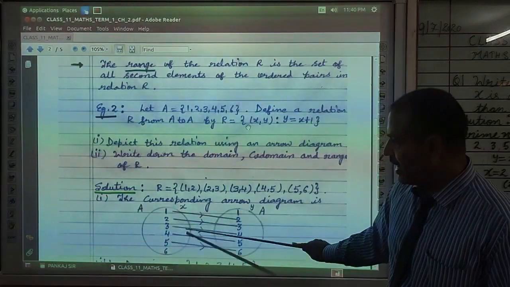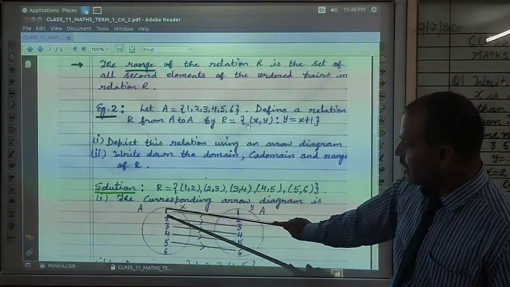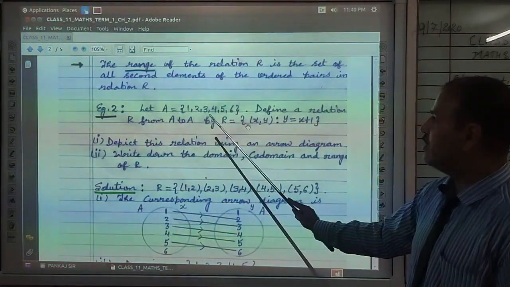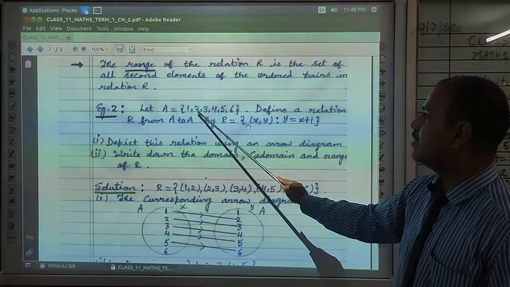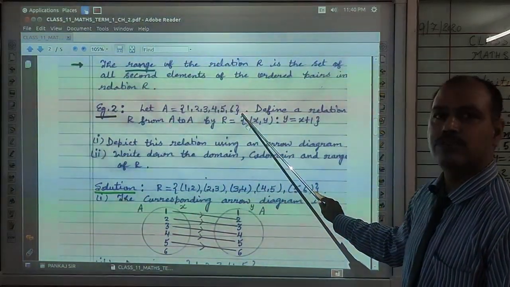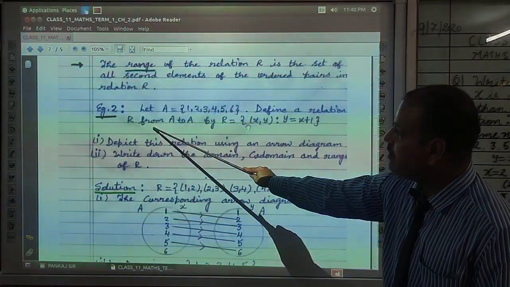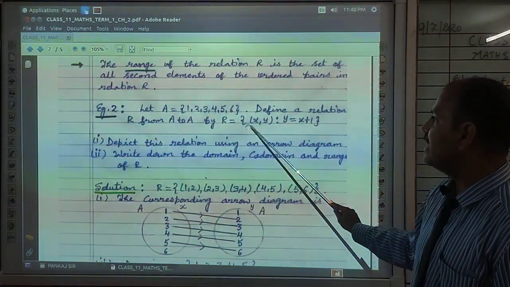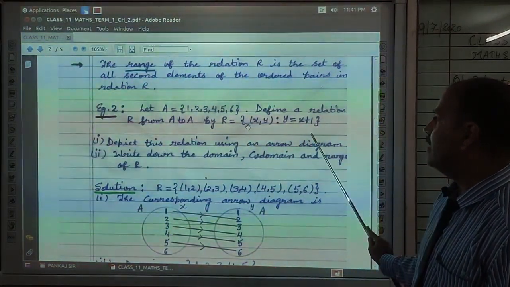Domain is all the first elements in set A. Range is all the second elements in set B. But the relation is given like this. According to this example number 2, let A be equal to {1, 2, 3, 4, 5, 6}. Define a relation R from A to A by R is equal to {(x, y) such that y is equal to x plus 1}.